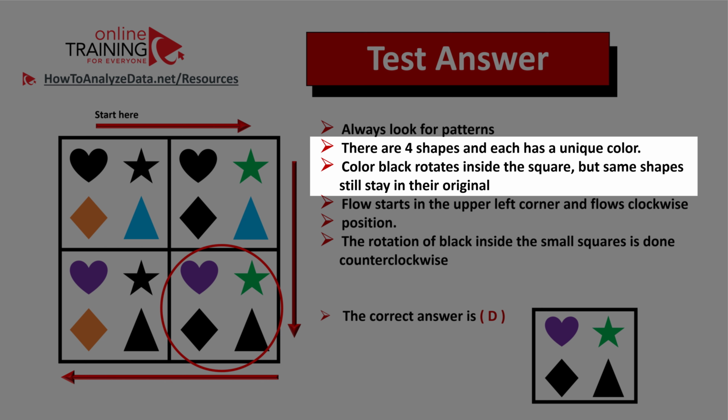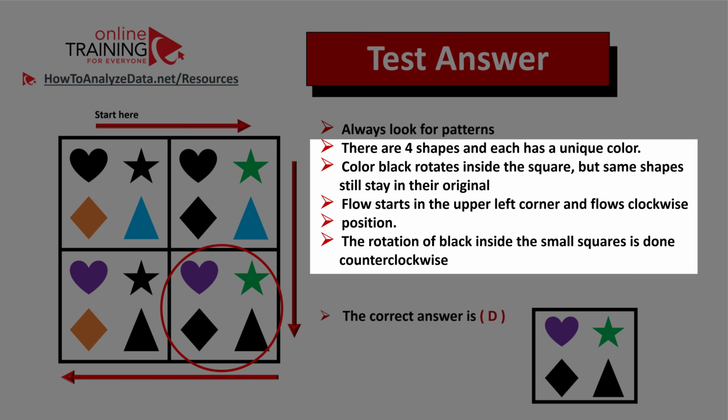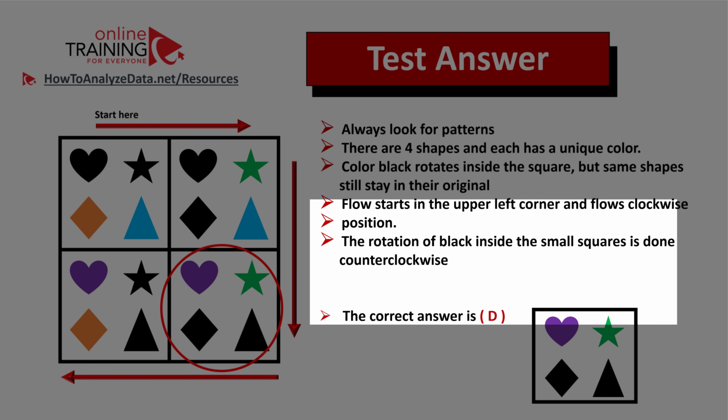So, as usual, always look for patterns. You see that the flow among the shapes starts in the upper left corner, and the flow goes clockwise. But the rotation of the black color inside the squares goes counterclockwise. So that's the tricky part of the question. But there is always the right answer, and as you can see, the right answer here is choice D.